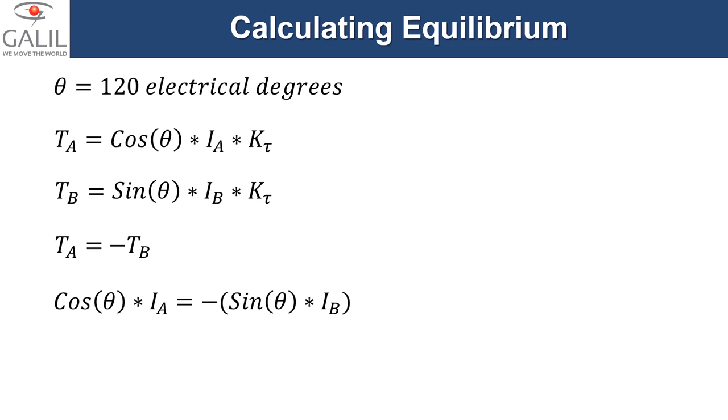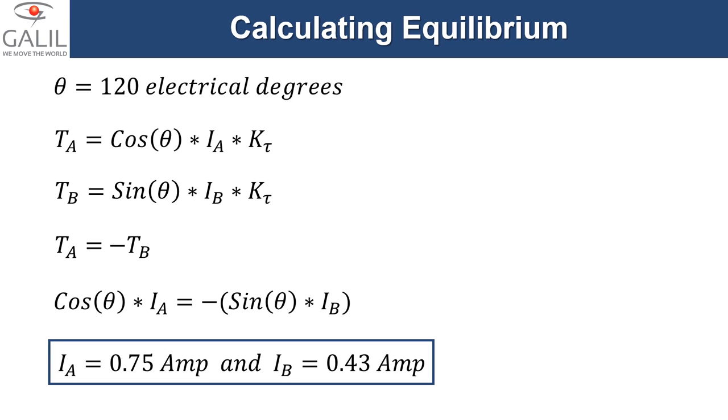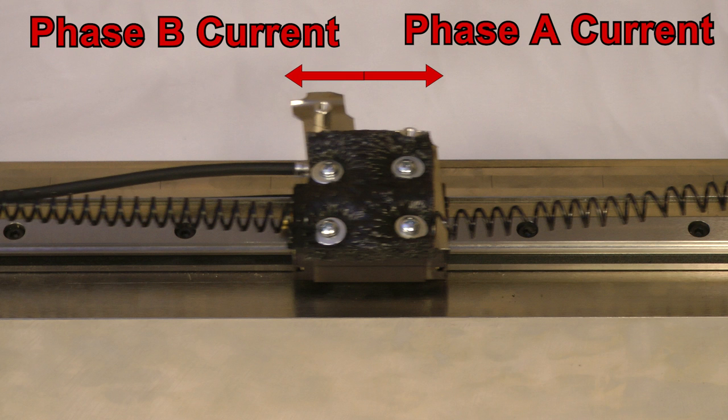In order for the motor to reach a position, the two torque components, which are equal and opposite, must find equilibrium. The current applied to phase A would have to be 0.75 amps, and the current applied to phase B would have to be 0.43 amps. Now, all of this works fantastically in a world where there are no other forces to worry about. However, anytime an external force is applied to the motor, the endpoint position will be affected.